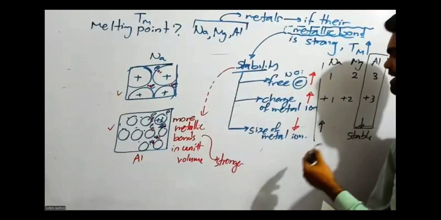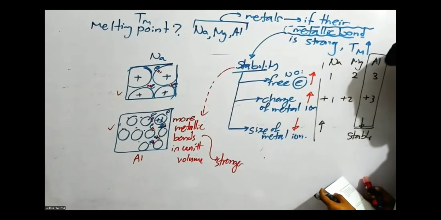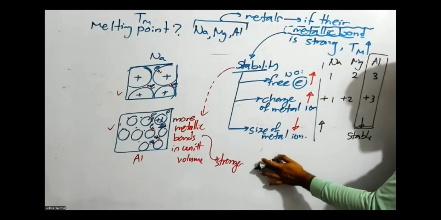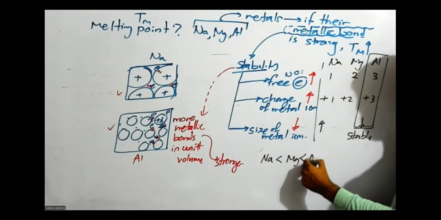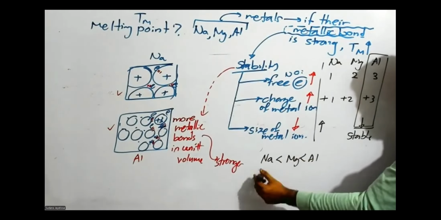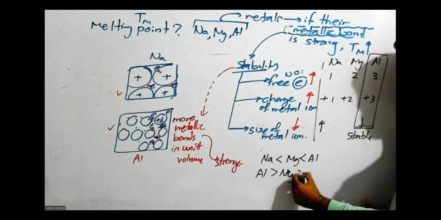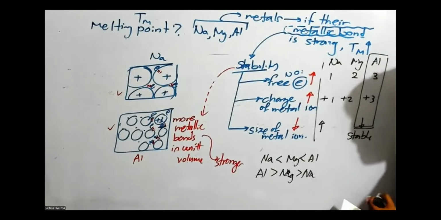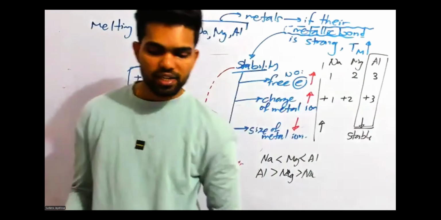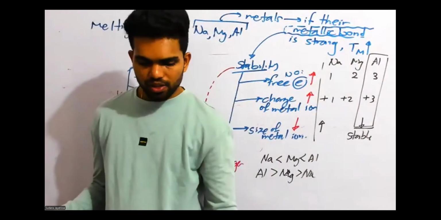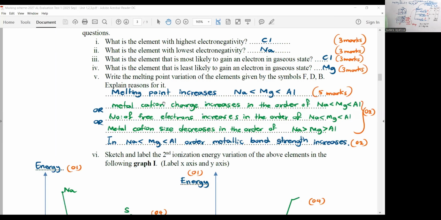Understand? Then you have to state the order of the melting point variation. Increasing or decreasing order is allowed. So you can write sodium, magnesium, and aluminium, or you can write aluminium, magnesium, and sodium. Any order is fine because they are just asking you for the variation, not ascending or descending order. Okay, so this is the explanation about metallic bond. Try to understand that one.